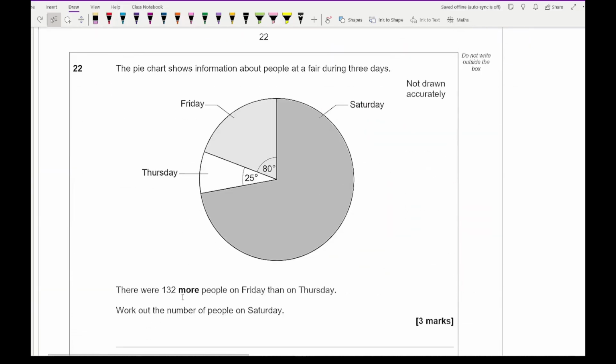Moving on to question 22, it says a pie chart shows information about people at a fair during 3 days.